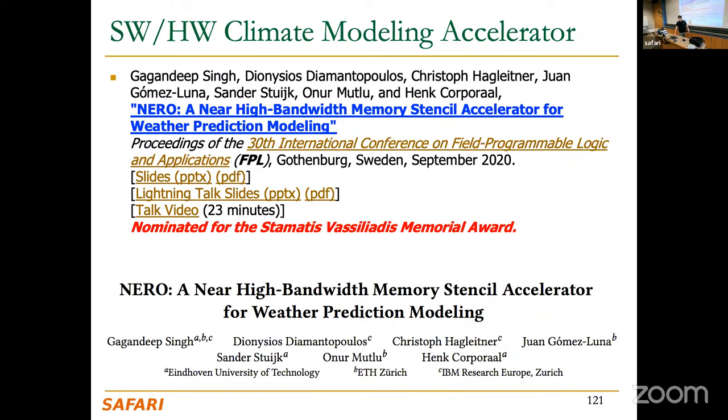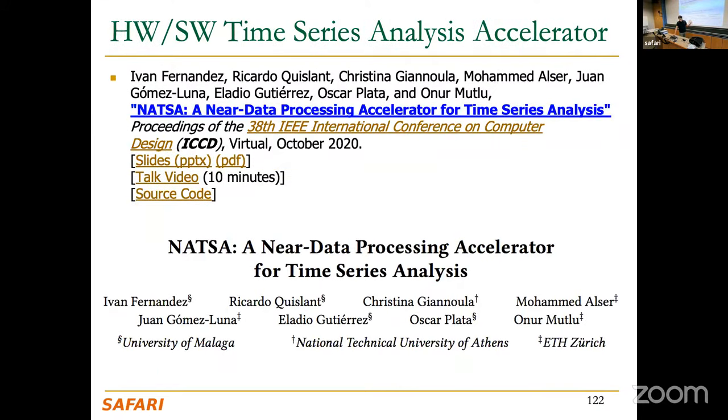And that's another example. This is another one. This one is an accelerator for climate modeling using FPGAs with high bandwidth memory. Have you guys heard of high bandwidth memory, HBM, right? That the most powerful GPUs have these days, and FPGAs. So in this case, we use an FPGA with high bandwidth memory. This is another interesting example of an accelerator.